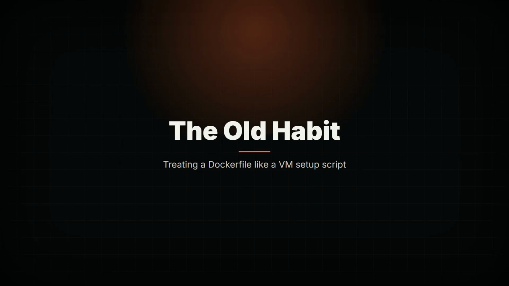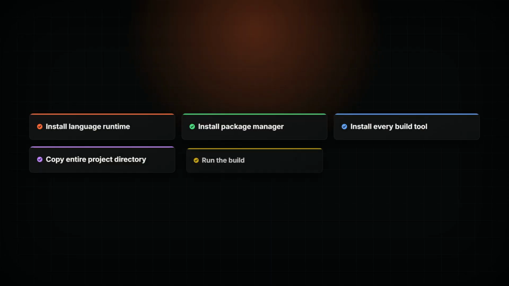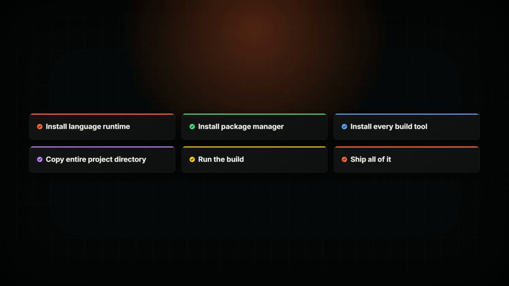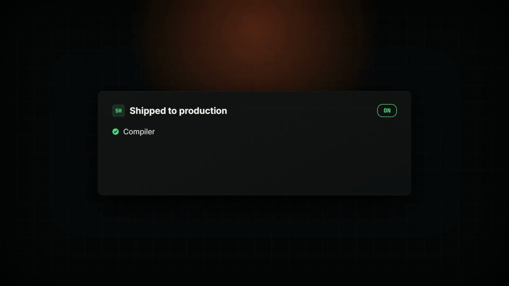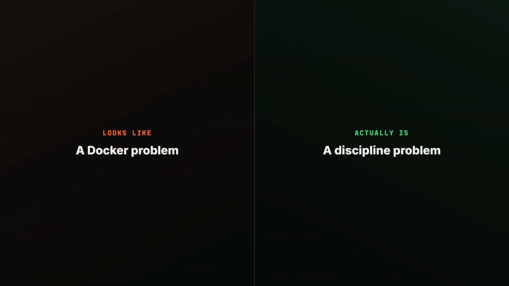Here's the actual problem. Most developers treat a Dockerfile like a virtual machine setup script. Install the language runtime, install the package manager, install every build tool needed to compile the app, copy the entire project directory, run the build, ship it, all of it. The compiler, the dev dependencies, the cache files, the Git history if you forgot your .dockerignore, all of it rides along into production every single time you deploy. That's not a Docker problem. That's a discipline problem wearing a Docker costume.